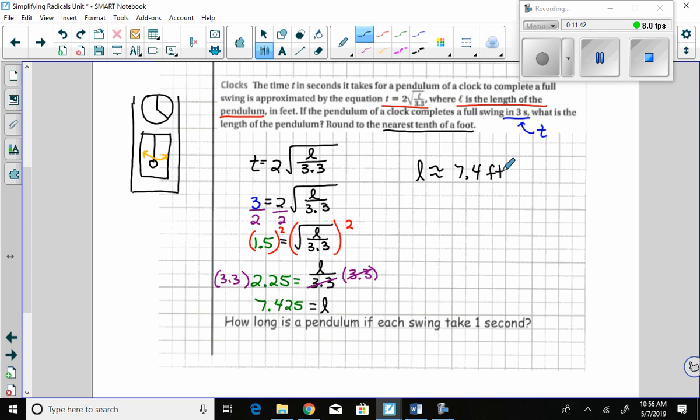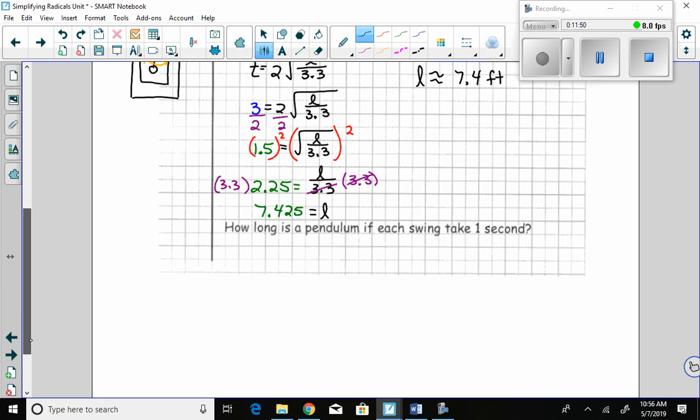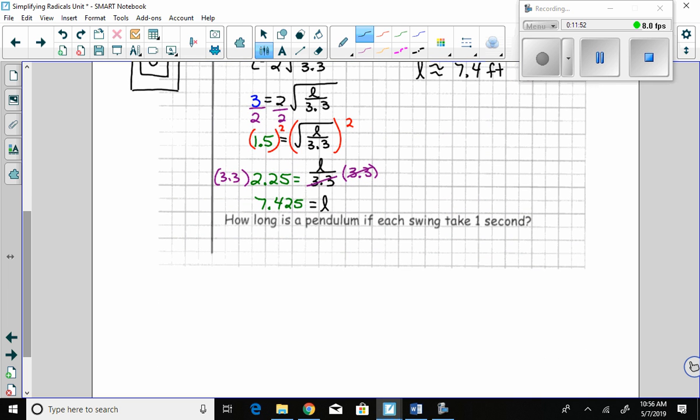So this is really tall, right? This one's hanging almost to the ceiling of the room right now. That's how long this one is. Okay, well, what if it only takes 1 second? What if it takes 1 second? So let's plug it all in and see what we get.